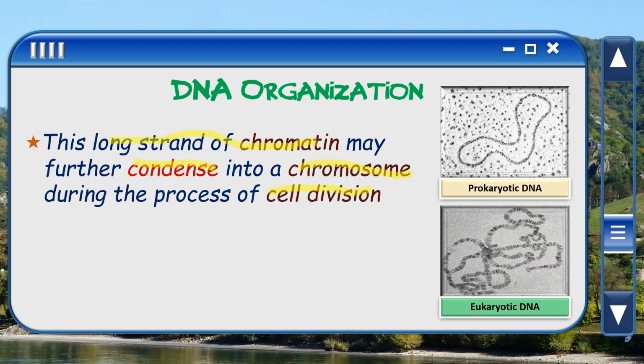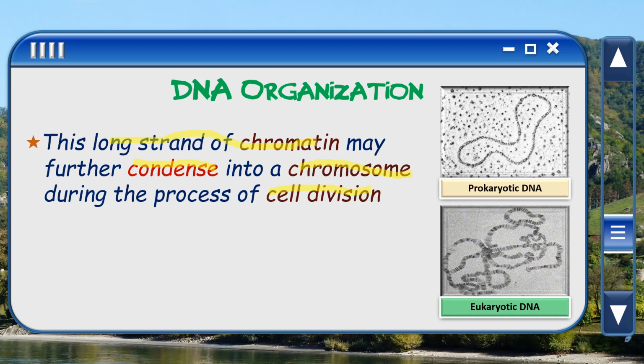And how do they condense? By winding themselves on the histone protein. And then they become shorter and thick. That becoming shorter is what we call condensing. They condense into what we call chromosomes.